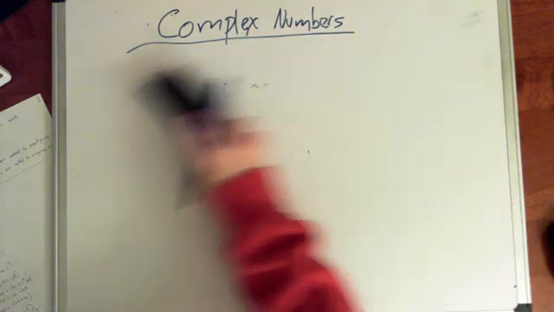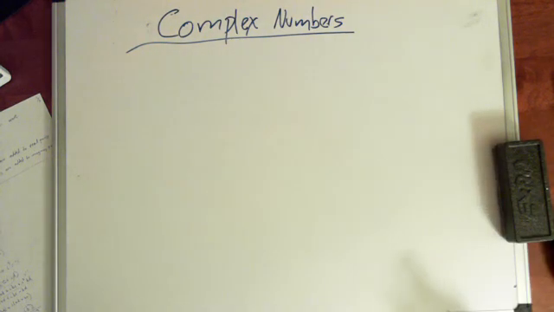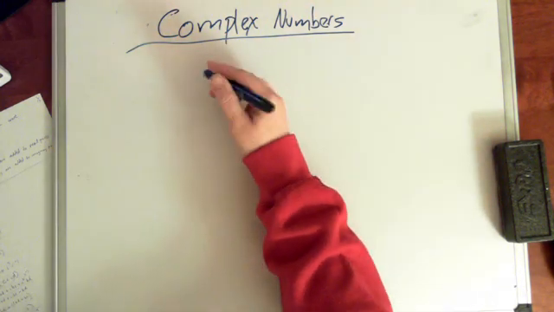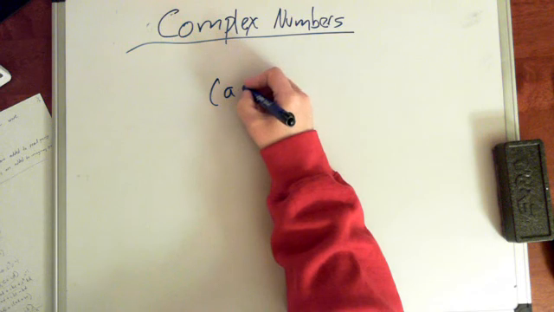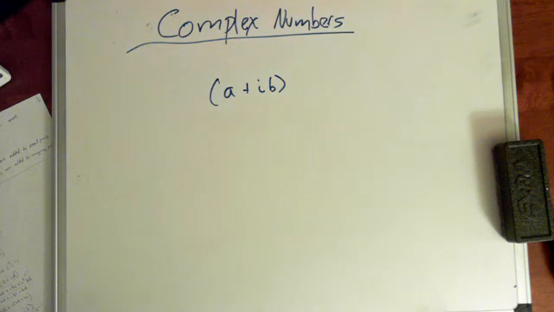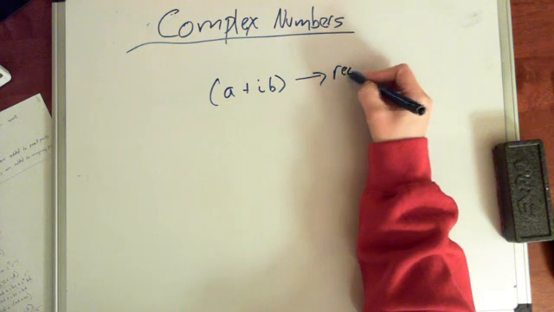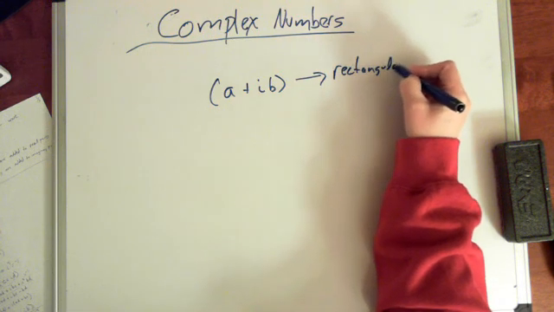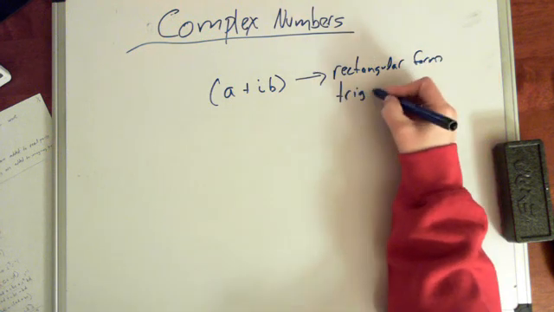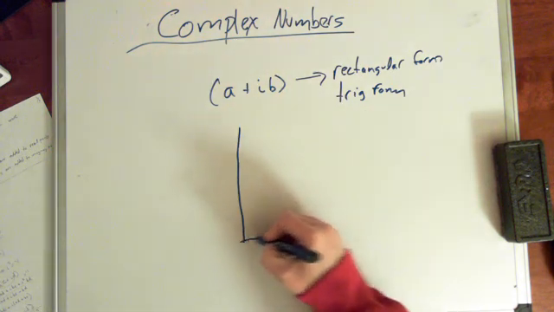So just a little bit more about complex numbers. When we look at a plus ib, I just want to point out, because I'm a person who really likes graphs, that this is considered the rectangular form, which is also the same as the trigonometric form. So let's draw it out. Let's graph it.